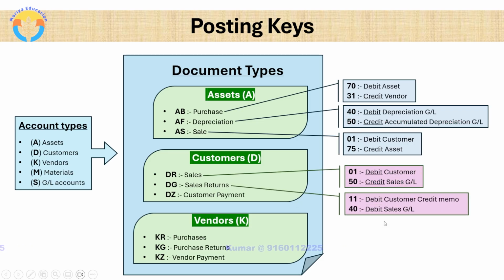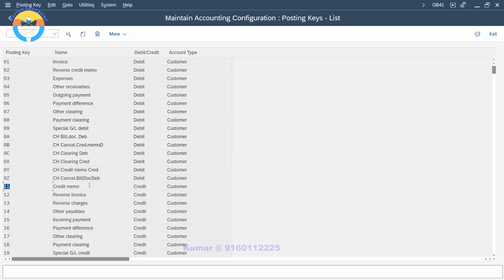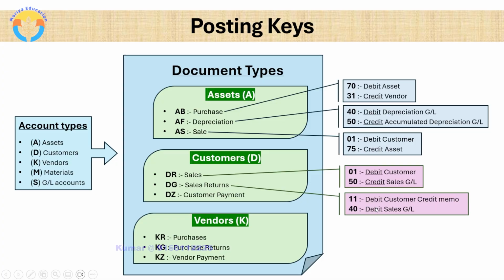And next is sales returns. Debit customer credit memo. Here, if we see, 11 is used. So let us see 11 in the posting key. Posting key 11 is used for the customer account type. Customer is getting credited, and the transaction name is credit memo. So here also we are crediting the customer for credit memo. That means sales returns.